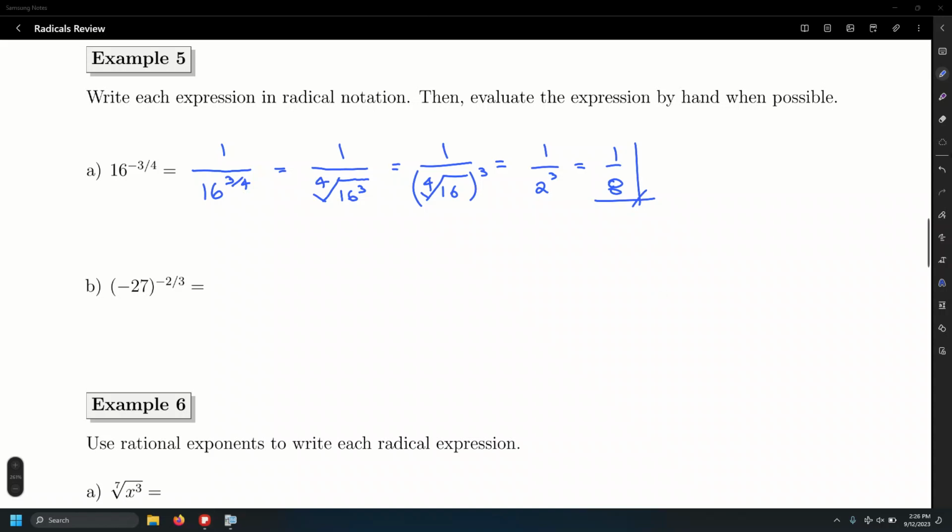For letter B, negative 27 raised to the negative 2/3. So number one, let's write the negative exponent as positive by sending it down to the denominator. But in this case, make sure to keep the negative in the number inside of the parentheses. All right. Now let's see. So now we're going to go to the radical notation, that is negative 27 under the radical of index 3, quantity squared, and then go the easy way instead.